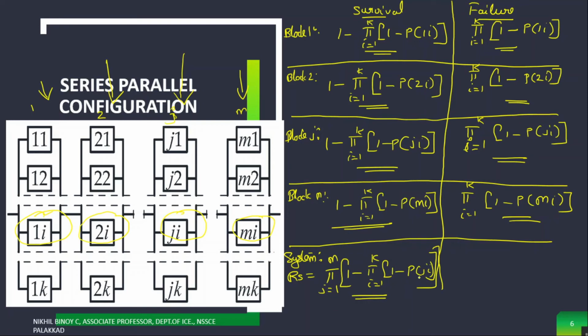Now what is P of Ji? P of Ji is the reliability or survival of the Jith element. So we can write RS is equal to the product of J equal to 1 to m of 1 minus the product of I equal to 1 to k of 1 minus Rji. Rji means the reliability of the Ji element.